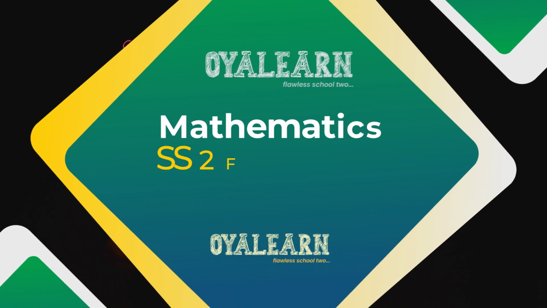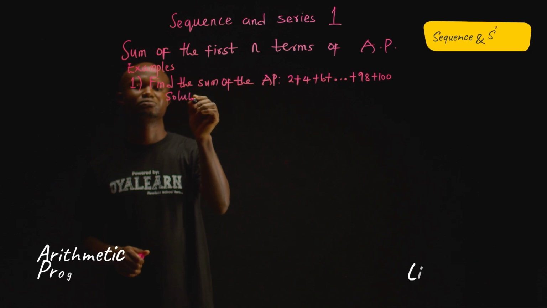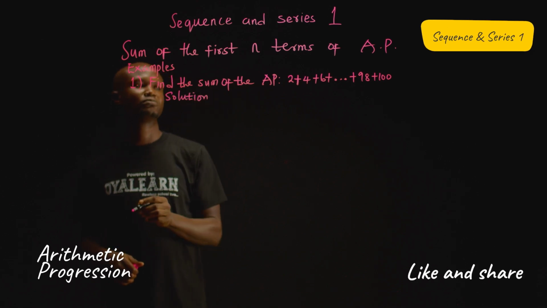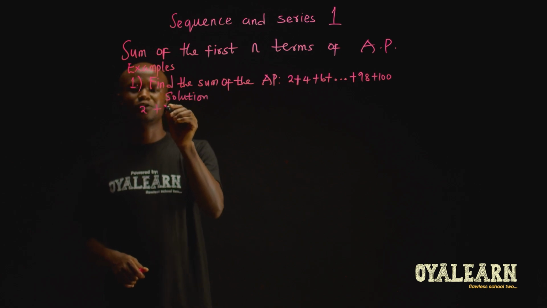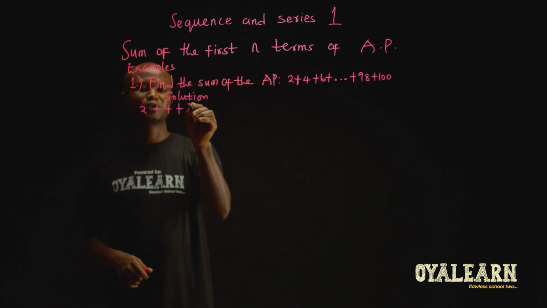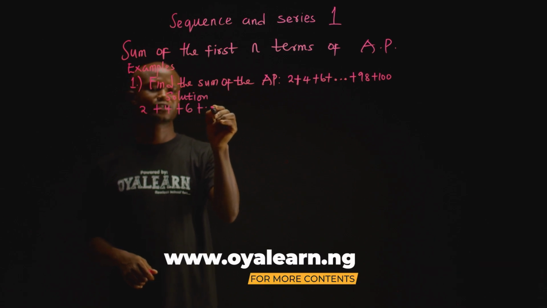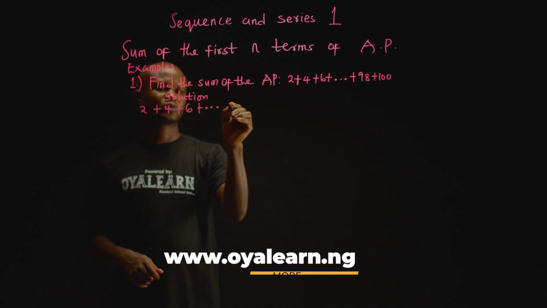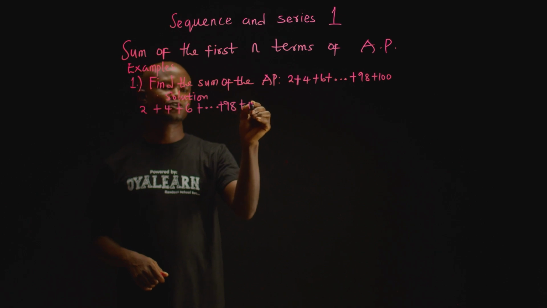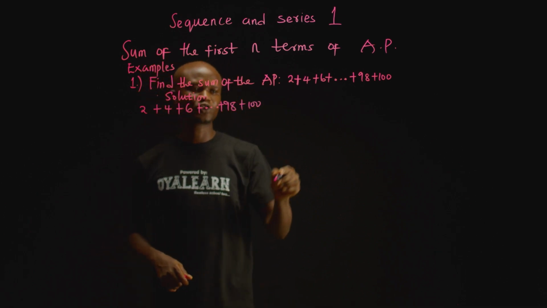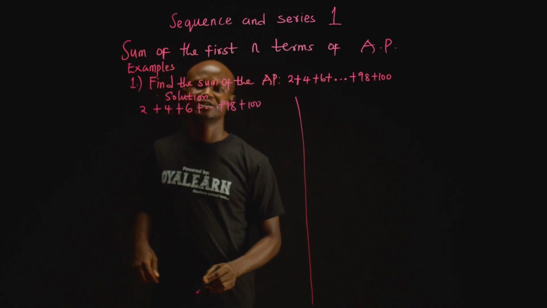Find the sum of the AP. Solution. We have 2 plus 4 plus 6 plus dot dot dot plus 98 plus 100. Now what we have here is an arithmetic series.